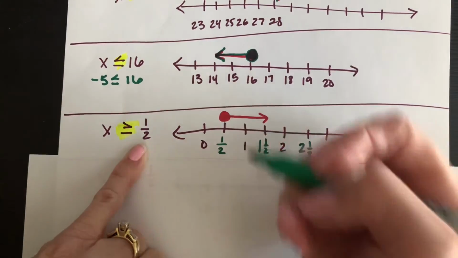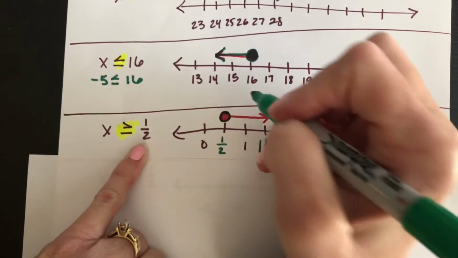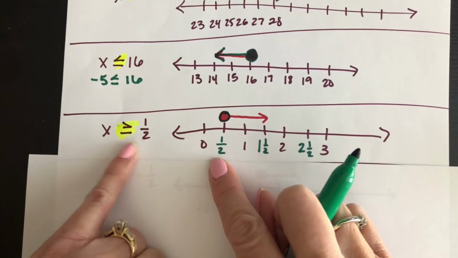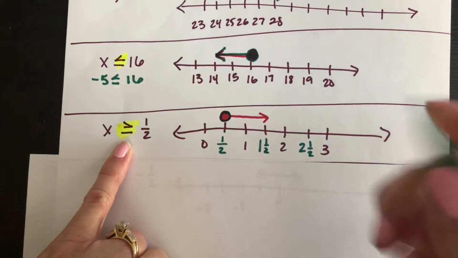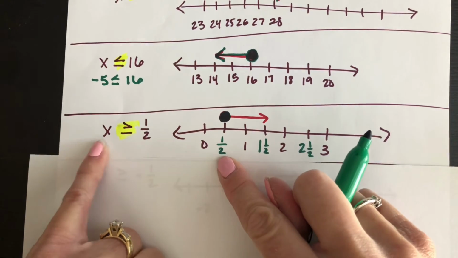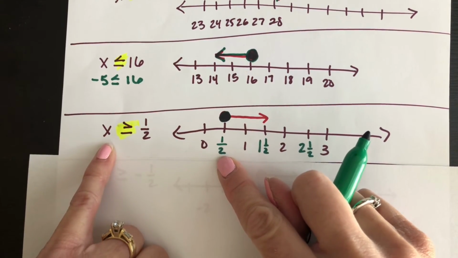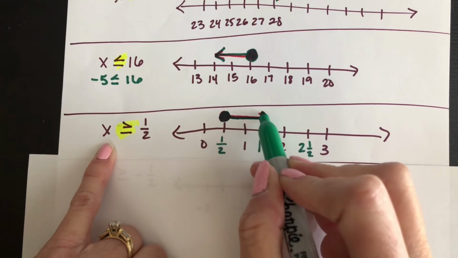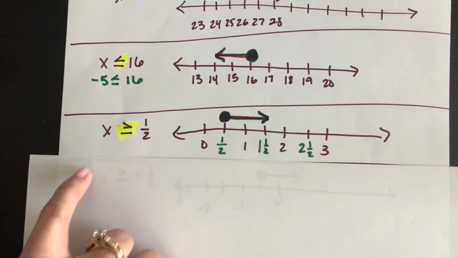So I'm going to put my circle on 1/2 because that's the number it's telling me to start at. Since it's greater than or equal to, it has to be shaded in because 1/2 could be the solution for x. And it's greater than, since I'm getting bigger, it's going bigger, it's getting greater.